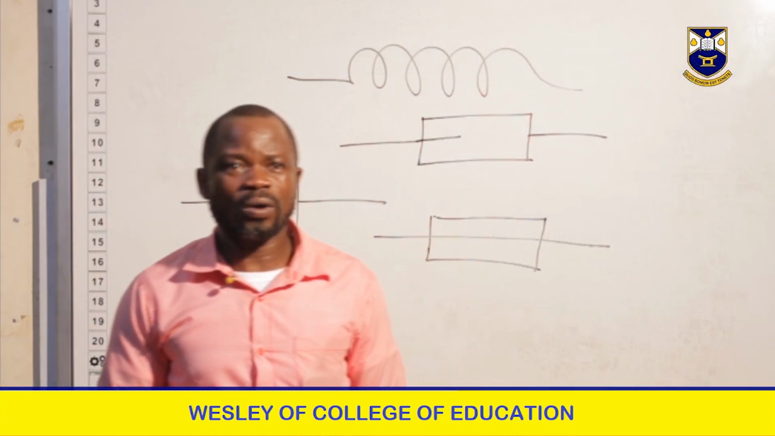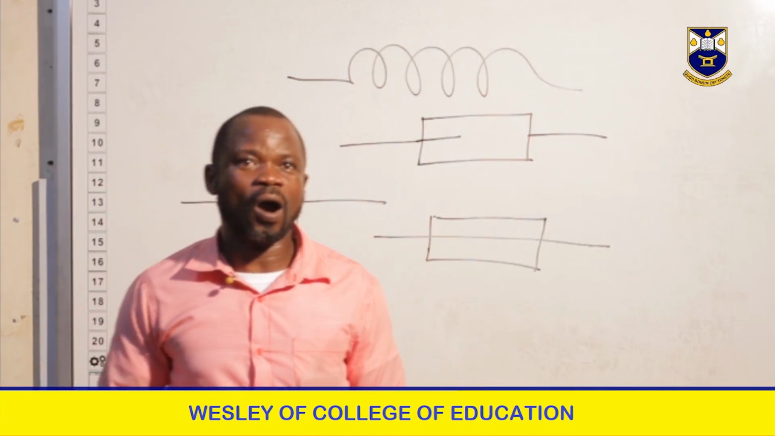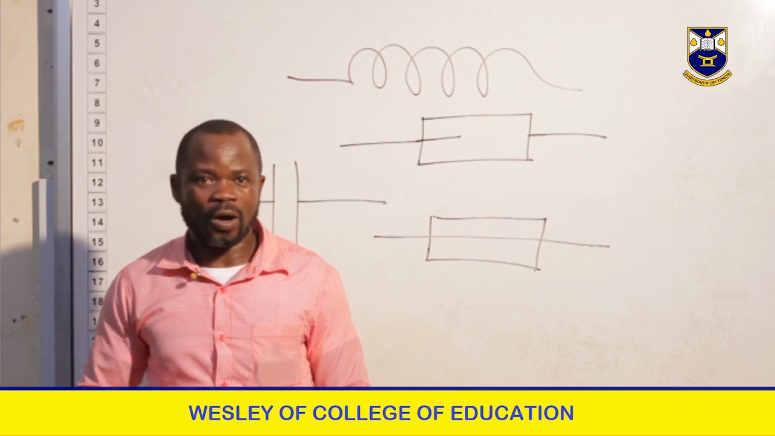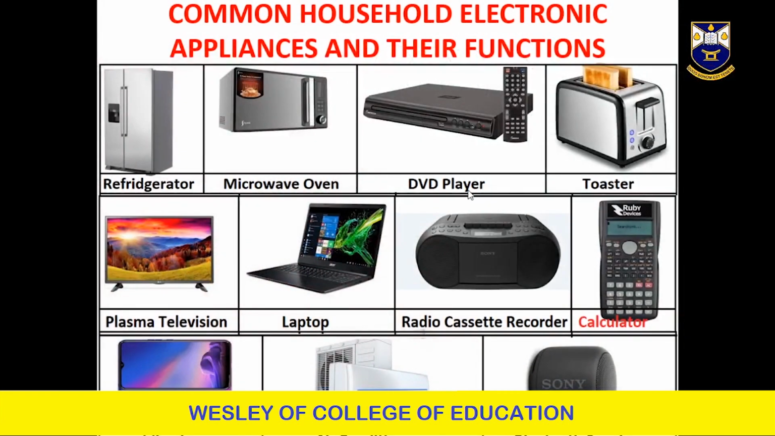So all the things you see here are electronic devices or appliances in our homes. We have mentioned them already. All these are electronic devices.